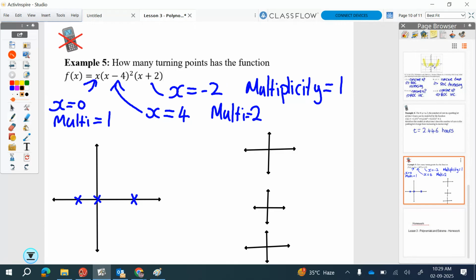So we can get a 0 that looks like this. We can get a 0 that looks like this, and this is when the multiplicity equals 1. We can get what we sometimes call a bounce. This means the turning point is also the root. So when the turning point is also the root, we are going to get one of these, like a bounce. This is when the multiplicity is even.